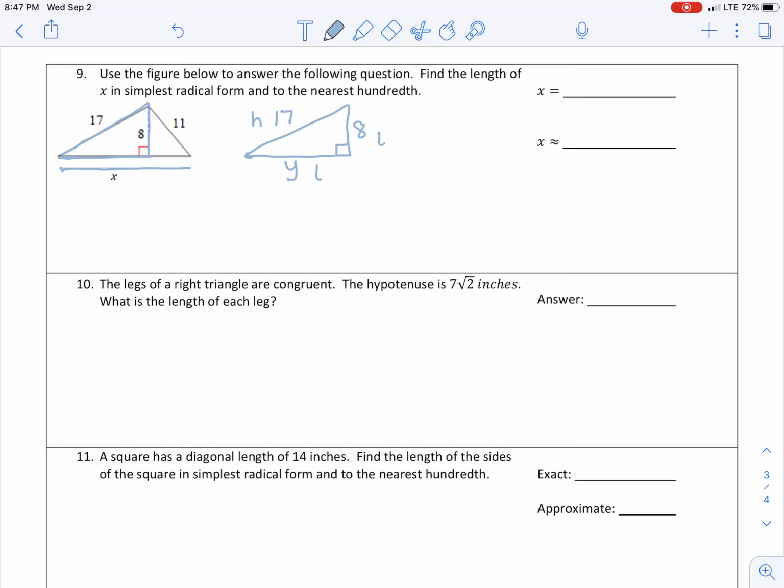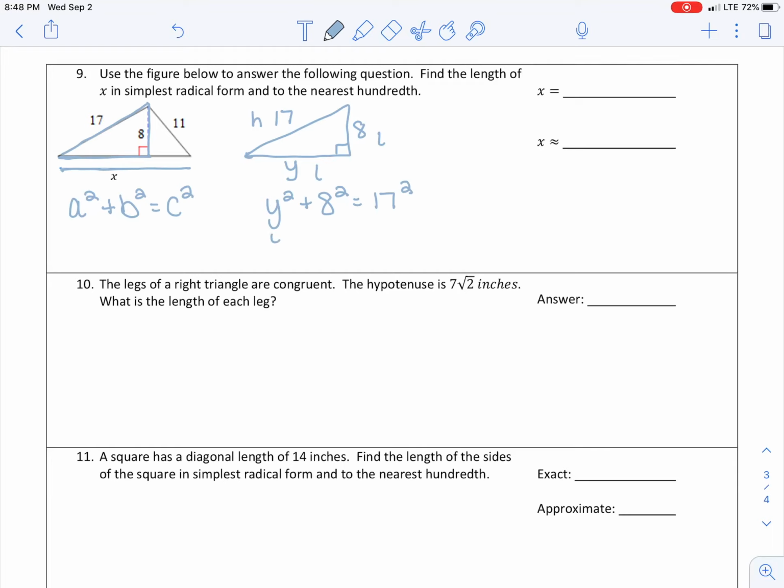Okay, so we want to use the Pythagorean theorem, and if we remember correctly from yesterday, the Pythagorean theorem is a squared plus b squared equals c squared, with c being our hypotenuse. So we're going to go ahead and just put our a and b in. It does not matter which one is a and which one is b, as long as they're both the legs. So we're going to say y squared plus 8 squared equals 17 squared.